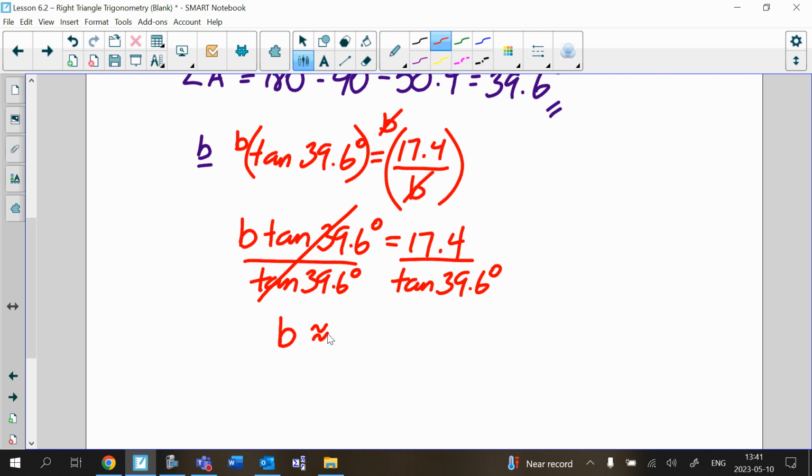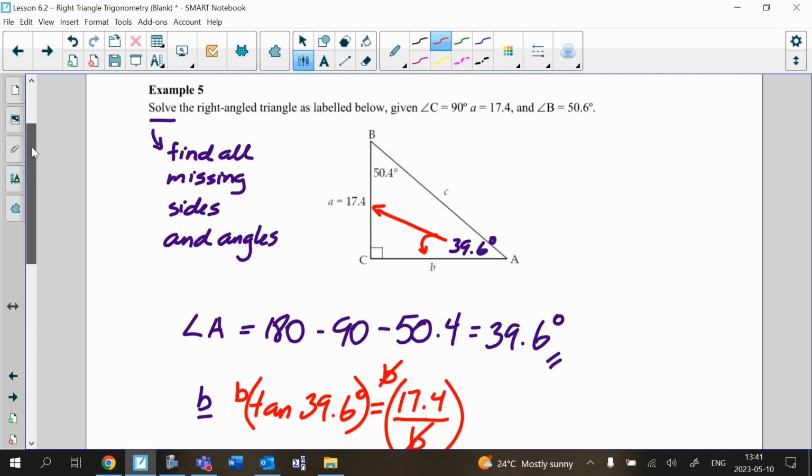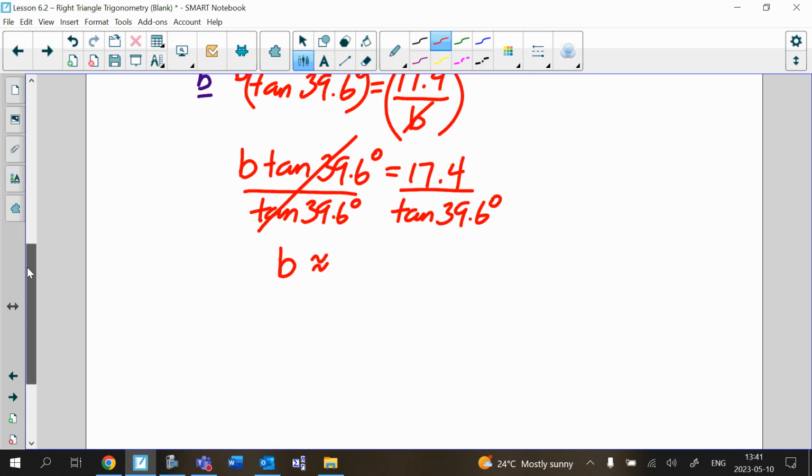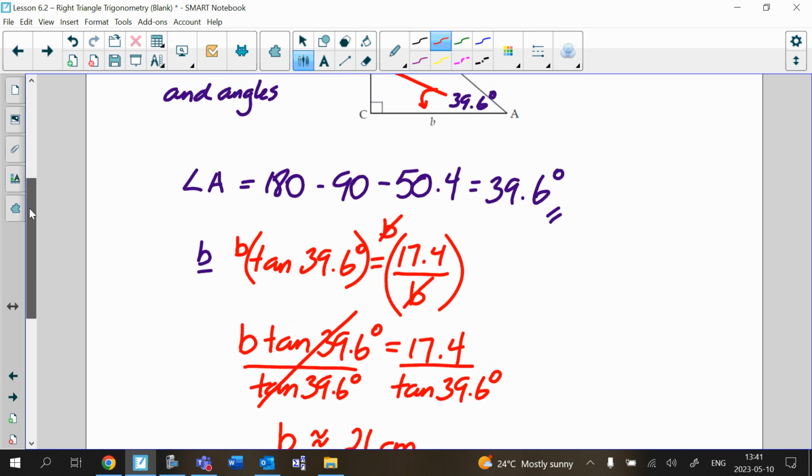17.4 divided by tan 39.6 gives us, what were we asked? 1 decimal place, I think. Oh no, it doesn't say. If you do it, you're going to get about 21. You get 21.0 something, so you can just leave it as 21. So now we've got this side. This is 21 centimeters.